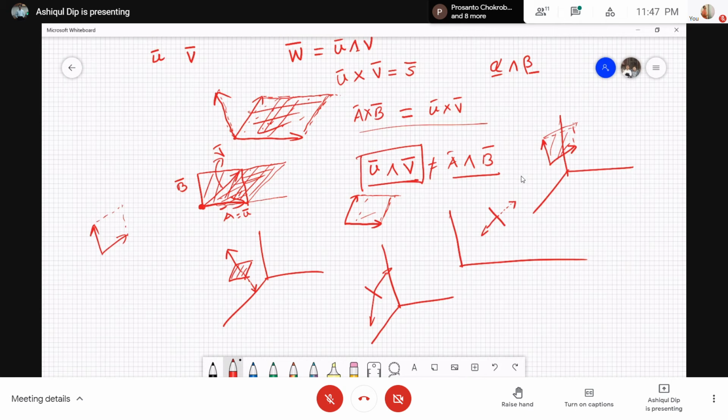I have a question. For 2 vectors and that parallelogram, the wedge product is unique. But why are we saying that it represents the area? Yeah, it's unique for that parallelogram, but why is it representing the area? For the cross product, we derived that the magnitude is the area. But how are we relating the wedge product with the area?